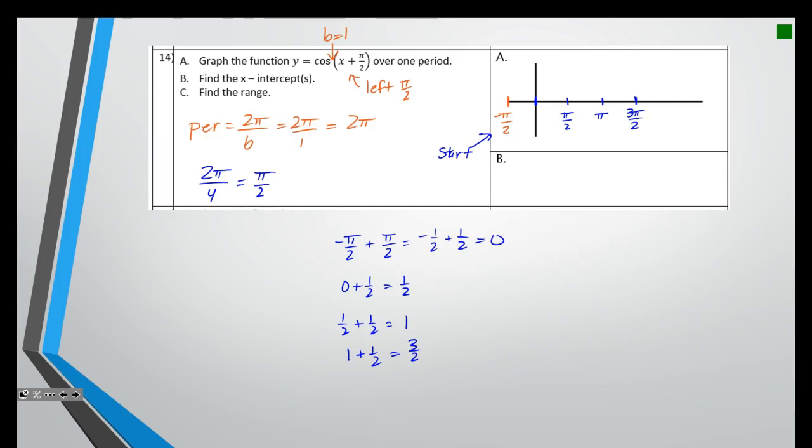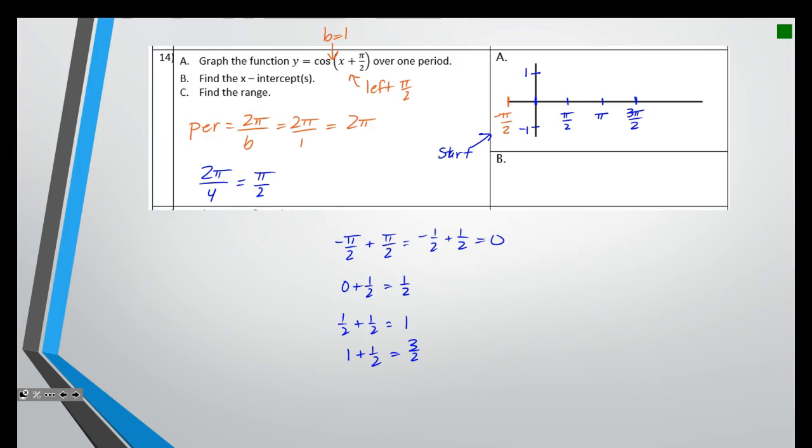The only change to this function is that there's a phase shift. Nothing else changes. There's no reflection, no amplitude change, no midline change. So that means that I can go ahead and label my y-axis. It's going to go up to 1 and down to negative 1. And now I'm ready to do my y values, or my points, I mean.